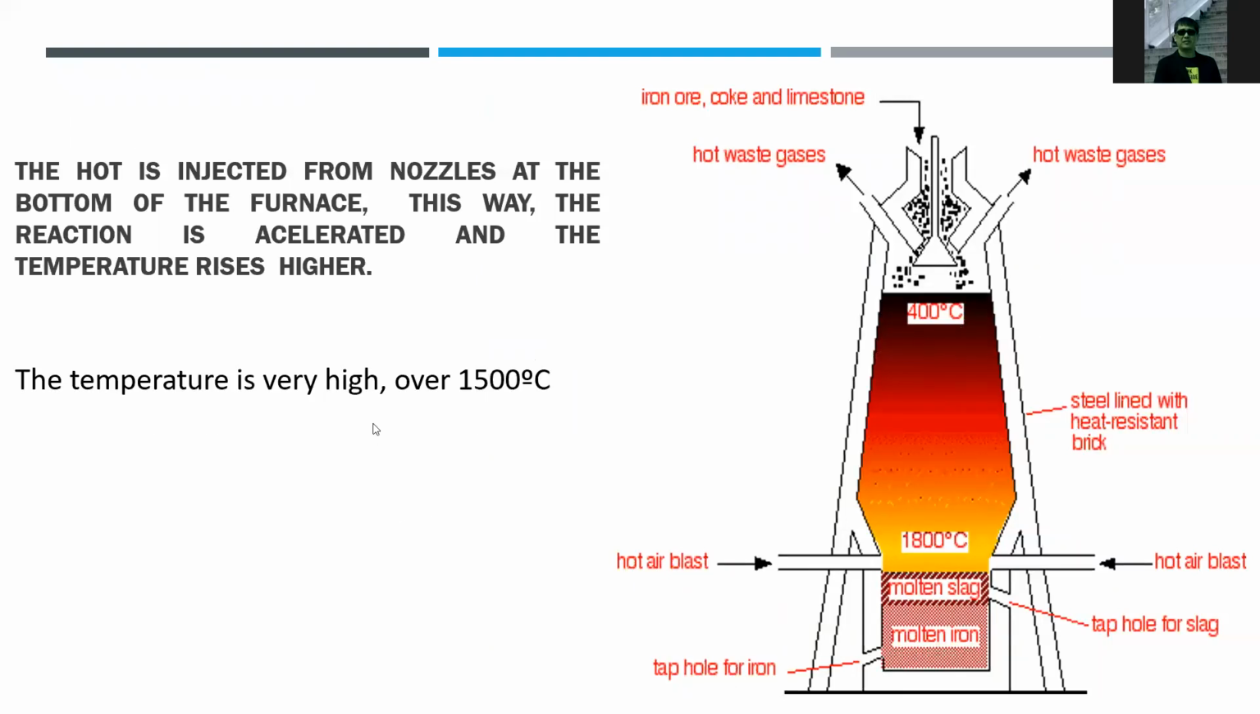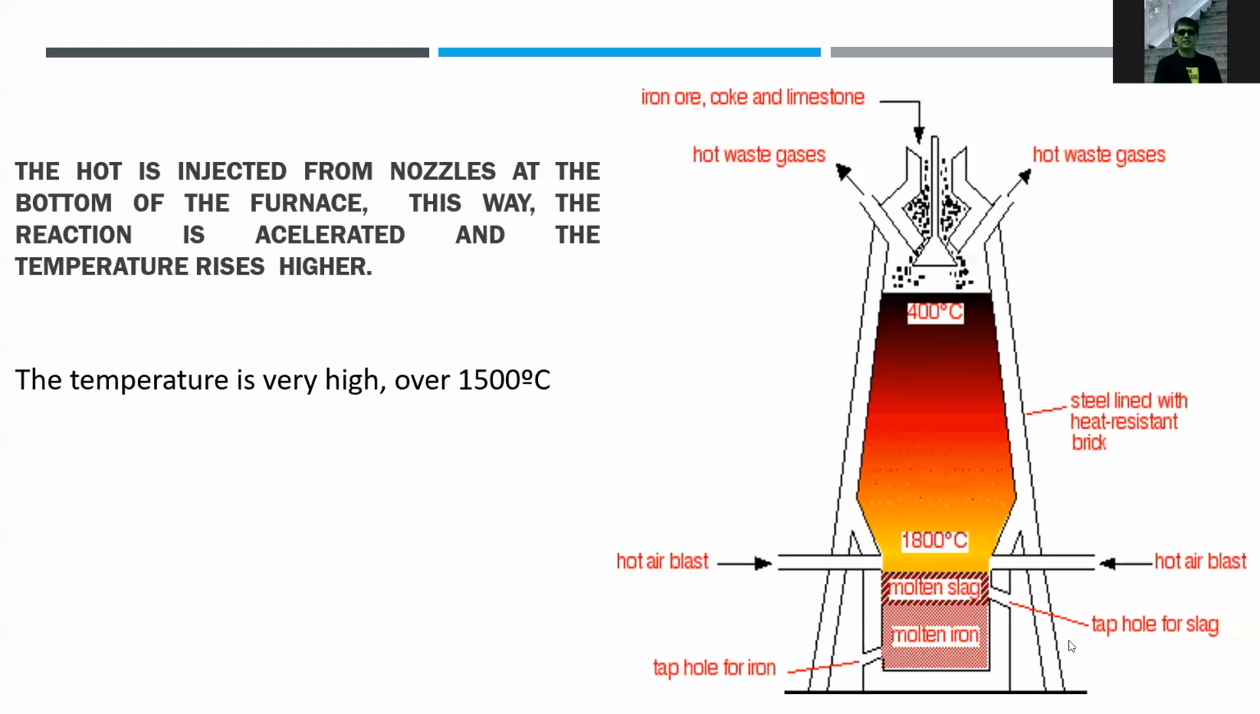The temperature is very high, about 1,500 degrees centigrade, which is the melting point of steel. The iron ore, the coke, and the limestone are poured on top, and then it is burned up to 1,800 degrees centigrade. There is a molten slag on top and the molten iron at the bottom. The molten iron is collected by a drip mold, and the molten slag is collected separately.